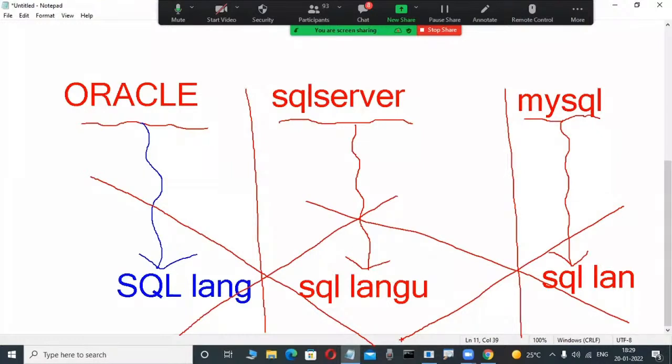These SQL languages are different, not the same. How can I guarantee they are different? There is a simple technique. What is that? Concentrate here. Now check it out, observe it here. Many fellows are saying different. Very good, correct.